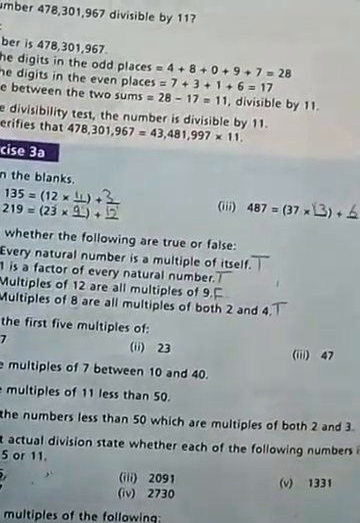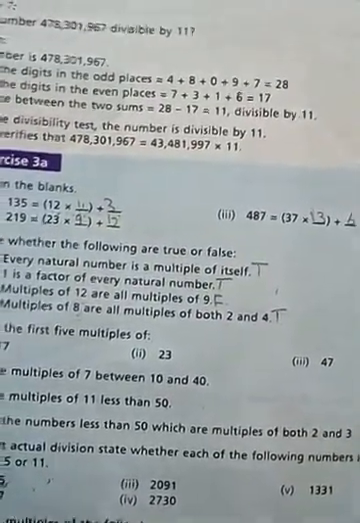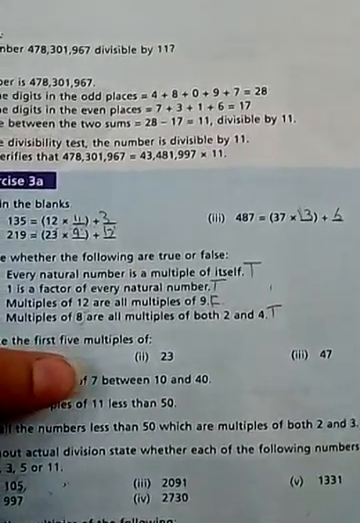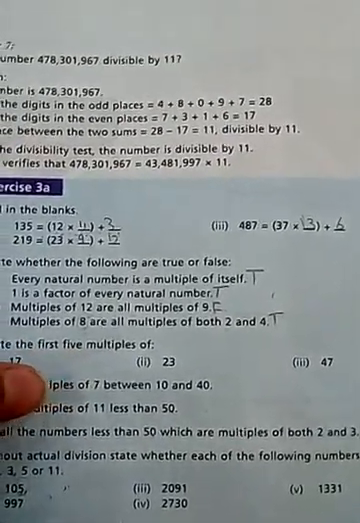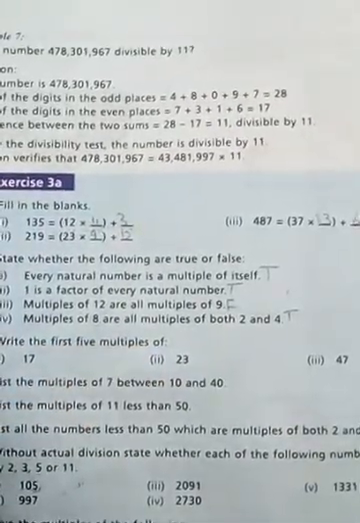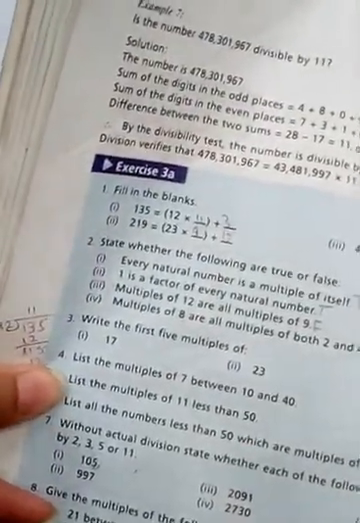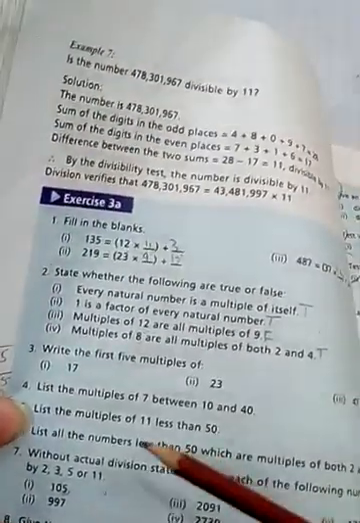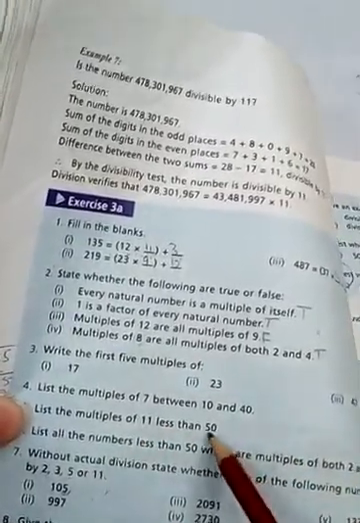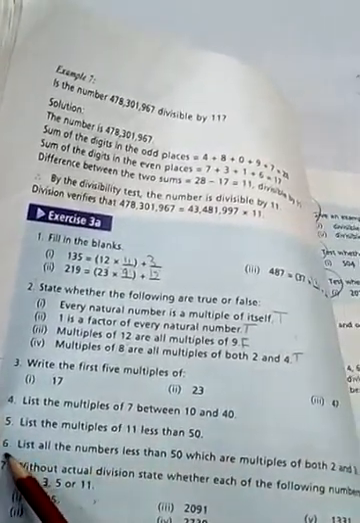List the multiples of 7 between 10 and 40. So write all the multiples of 7, and just write the multiples of 7 which are between 10 and 40. This is your answer. List the multiples of 11 less than 50. Read the table of 11 and just write the multiples of 11 which are less than 50. Move on to question number 6.